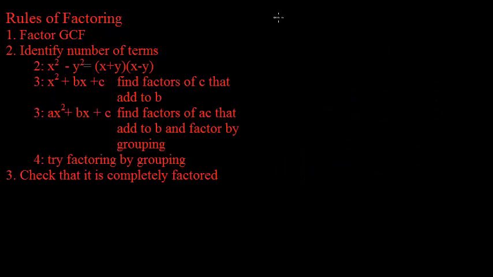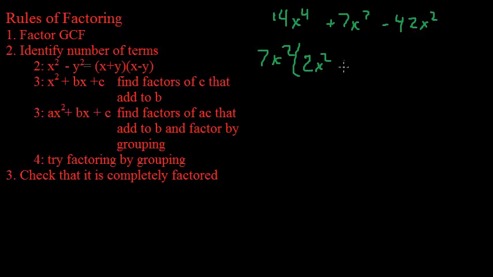Let's say I have 14x to the 4th plus 7x cubed minus 42x squared. And the first thing I always want to do is check, right, do I have a greatest common factor? Here I do have a greatest common factor of 7x squared. I factor that out and I'm left with 2x squared plus x minus 6.